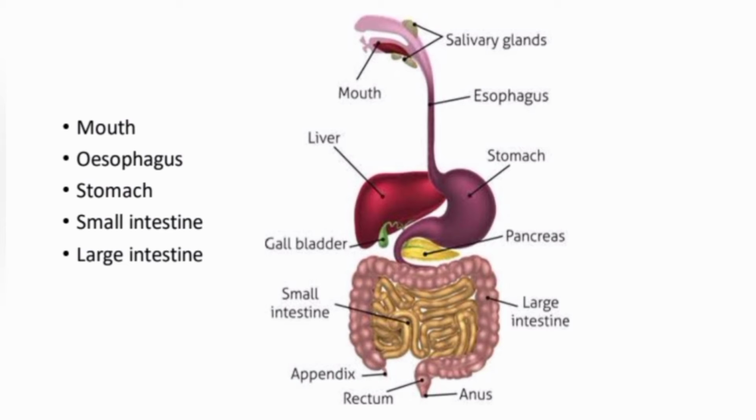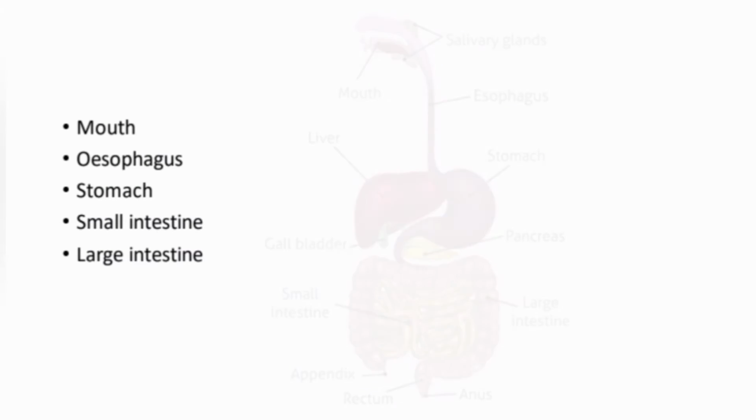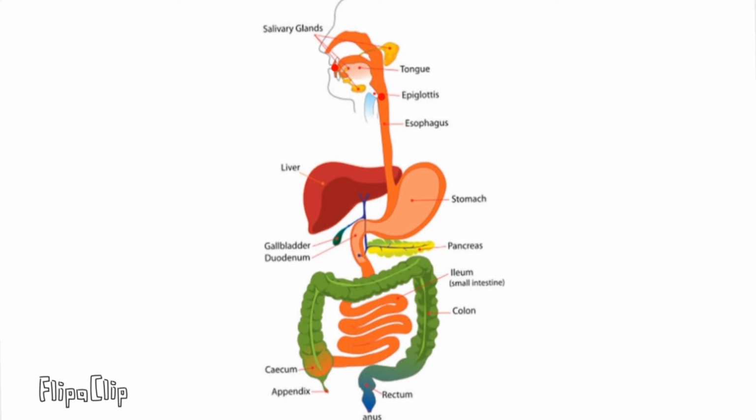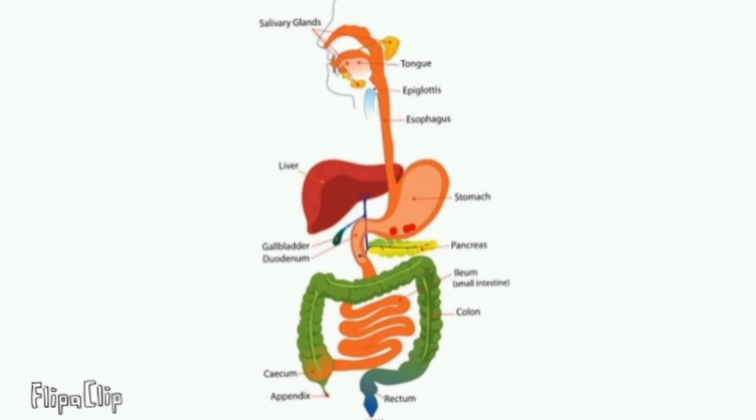The esophagus is also known as the food pipe. Now let's see the diagram to understand the digestive system clearly. Following are the parts of the digestive system of a human being. The topmost part, as you can see, is the buccal cavity or the mouth cavity.